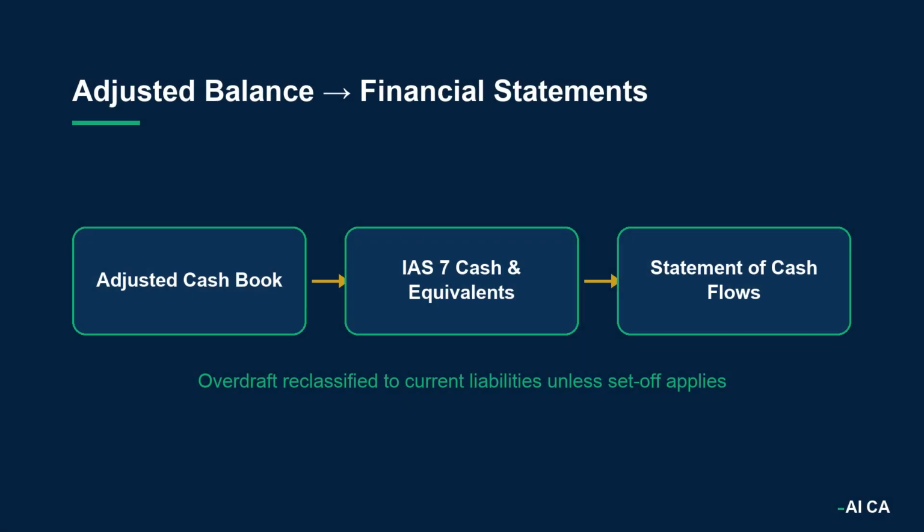From an IFRS perspective, IAS 7 requires cash and cash equivalents to be presented separately on the statement of financial position. Where a bank account is in overdraft, it is reclassified to current liabilities unless a legally enforceable right of set-off exists against another account at the same bank. The reconciled adjusted balance, not the raw cash book balance, is the figure that feeds the IAS 7 disclosures and the statement of cash flows, opening and closing balances.